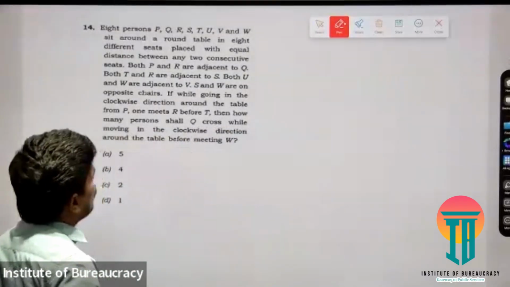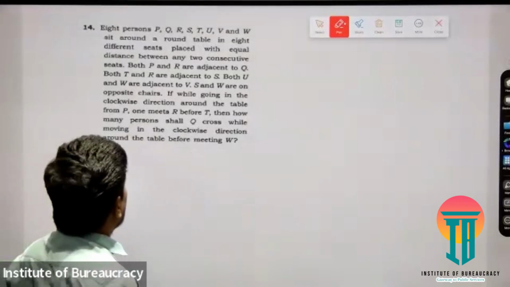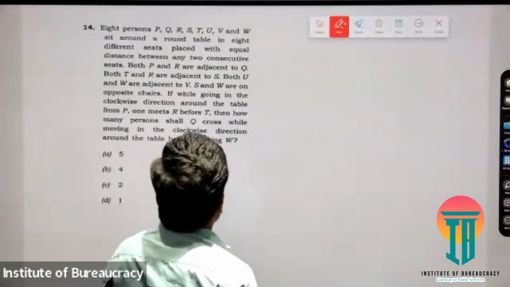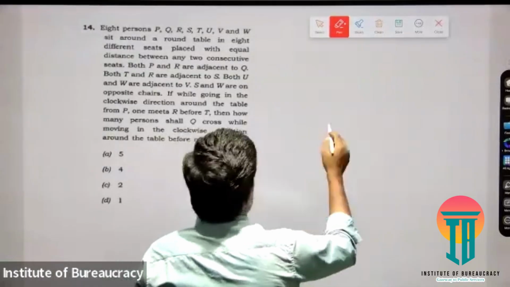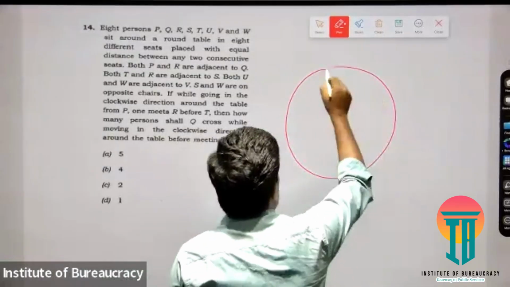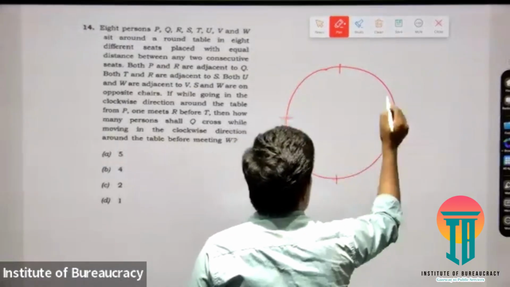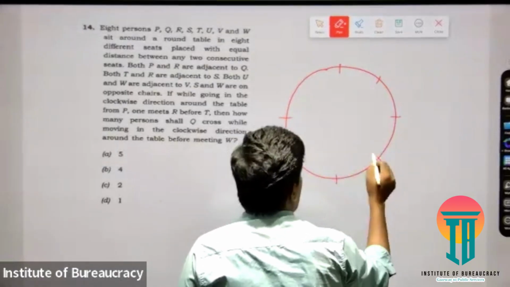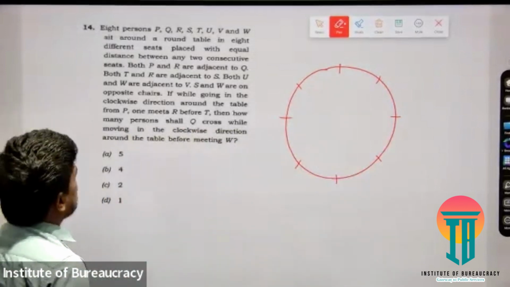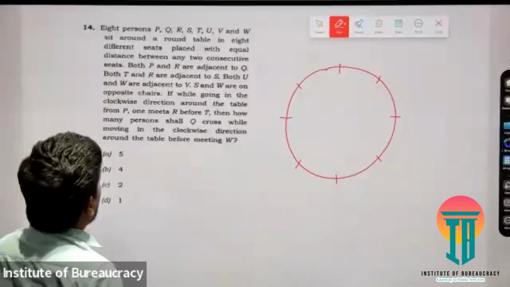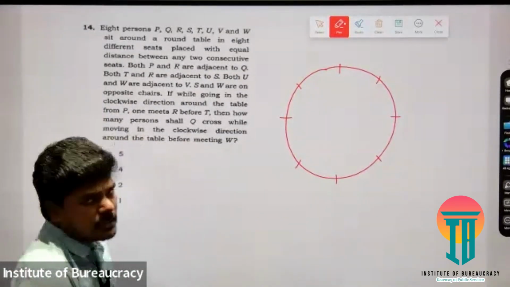8 people P, Q, R, S, T, U, V, W sit around a round table in 8 different seats placed with equal distance between any two consecutive seats. Okay, there are going to be what? 8 seats. 1, 2, 3, 4, 5, 6, 7, 8. Now let's come to how they are sitting. Both P and R are adjacent to Q.